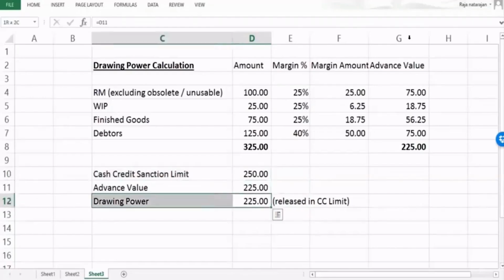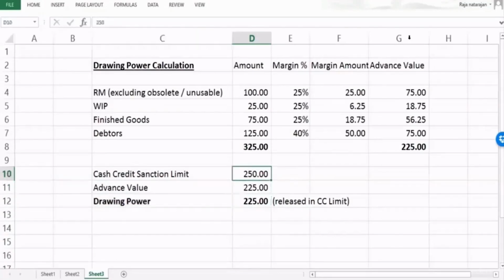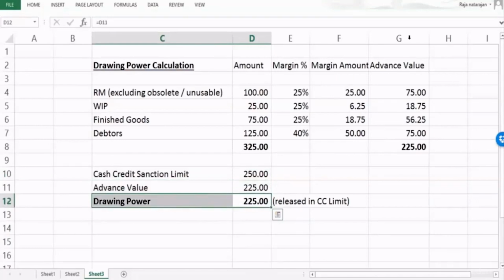So this is a very, very important role of drawing power. This is going to be scenario 1, when you have a higher limit but a lower advance value. So the drawing is limited to the lower advance value. This is the best part of a cash credit, because the account is getting monitored, controlled, or regulated.